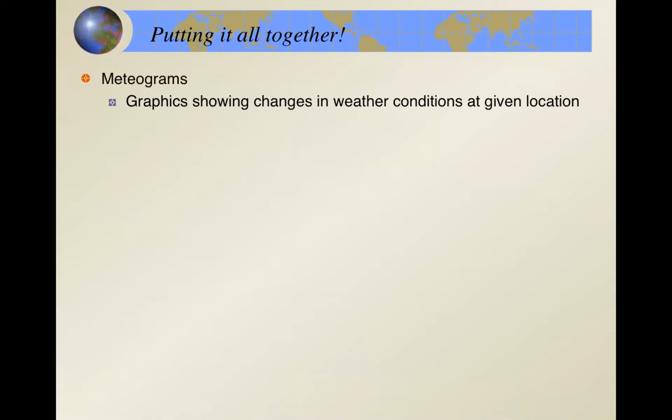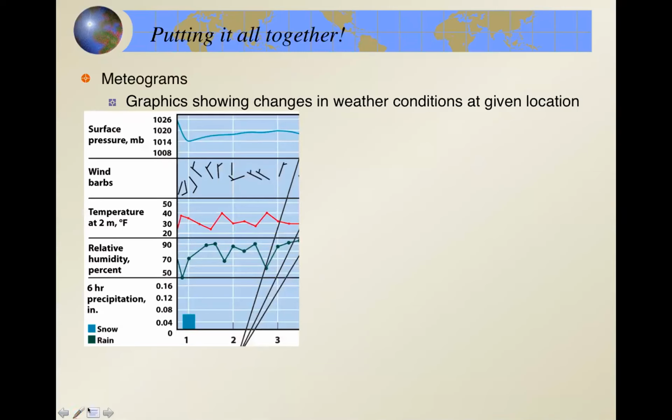So let's put it all together. The way that we can do it both within the weather forecasting community, but also as students, is through what we call a meteogram. These are graphics that show the changes in the local weather conditions at a given location. So in this image, there are 4 measurements: surface pressures, wind barbs or wind direction, temperature, and the other one that I'm going to focus on is precipitation.